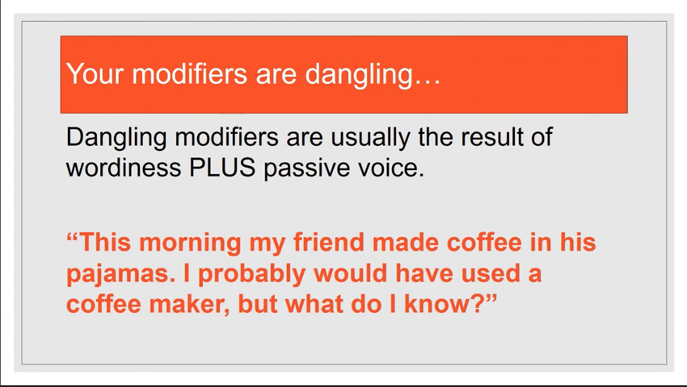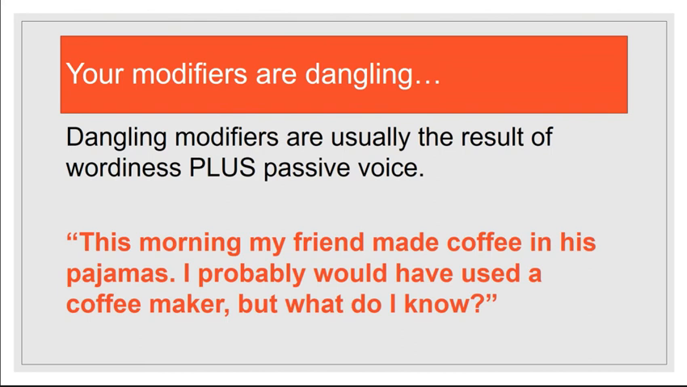Dangling modifiers are usually the result of wordiness plus passive voice. This morning my friend made coffee in his pajamas. I probably would have used a coffee maker, but what do I know? Dad joke. But this sentence does make something pretty clear. This morning my friend made coffee, okay, in his pajamas. Well, that implies that the coffee's being made in his pajamas. This is a tangled sentence.